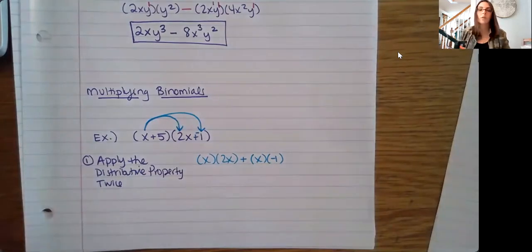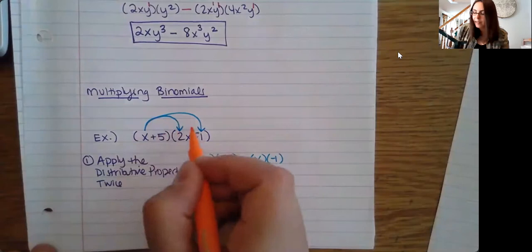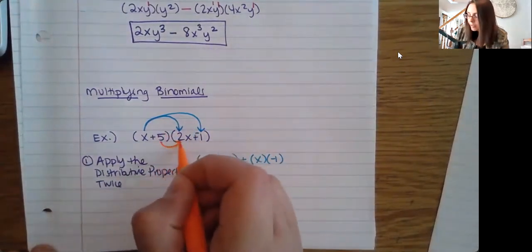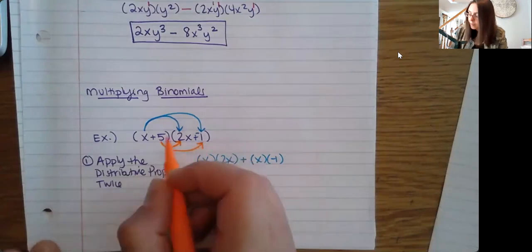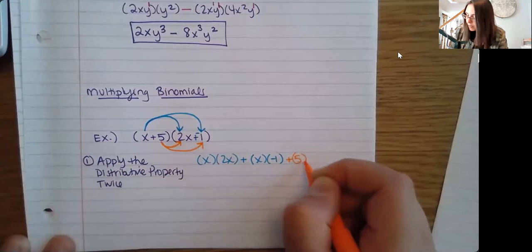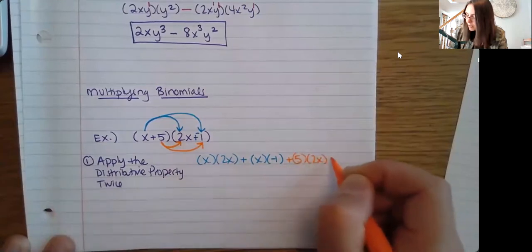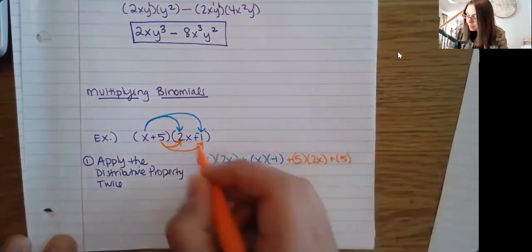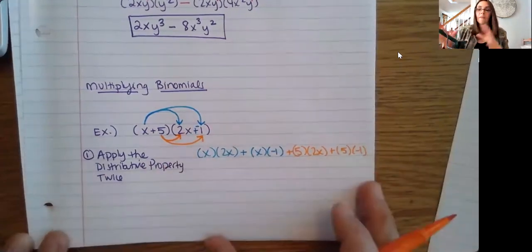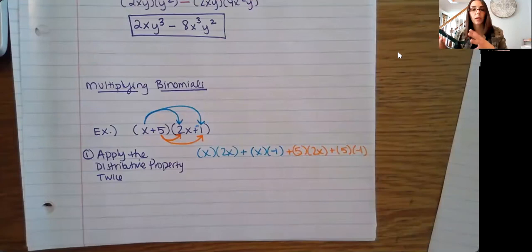And now I'm going to do the 5. You can put the little things up top if you want. I like to do it on the bottom just so I can see it better. But I'm going to distribute that 5 to both parts as well here. So I'm going to take a positive 5 and multiply it by the 2x. And then I'm going to take a positive 5 and multiply it by that -1. So each piece in the first group gets distributed to each piece in the second group. And then the rest of it is just to simplify.